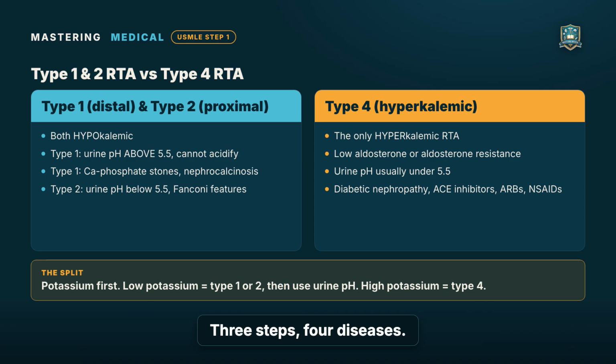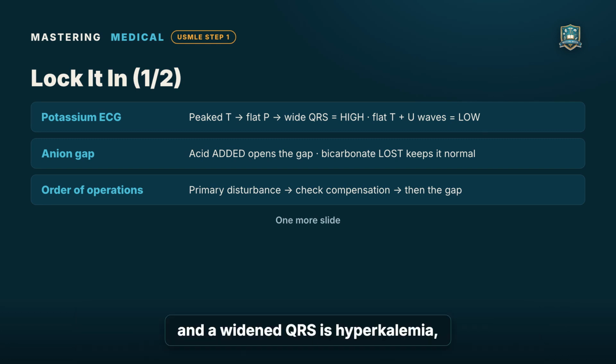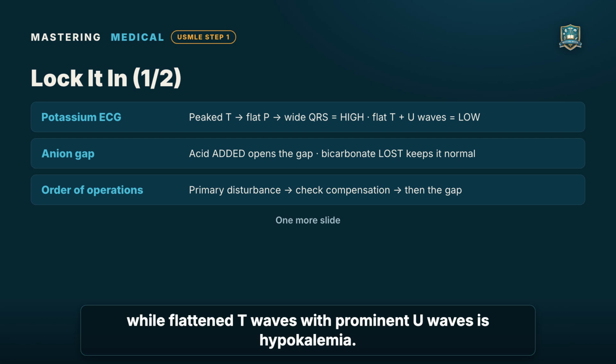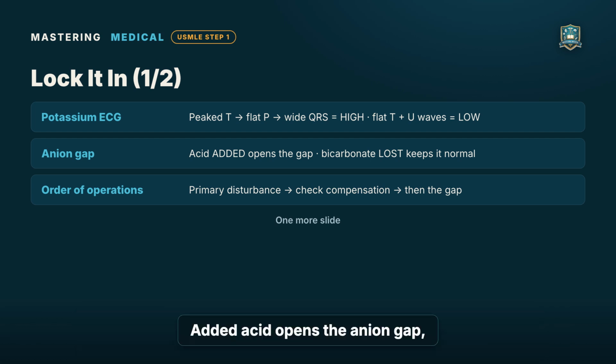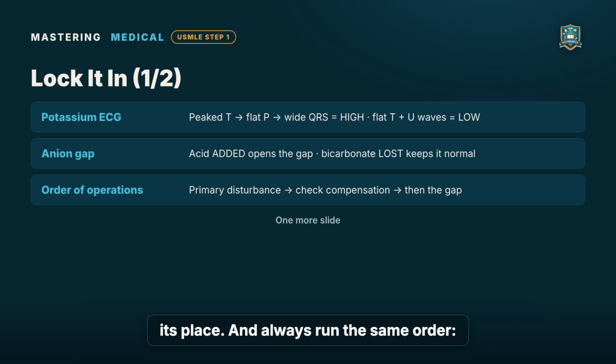3 steps, 4 diseases. Let's lock it in. Peak T waves progressing to flattened P waves and a widened QRS is hyperkalemia, while flattened T waves with prominent U waves is hypokalemia. Added acid opens the anion gap, while lost bicarbonate keeps it normal because chloride takes its place. And always run the same order.